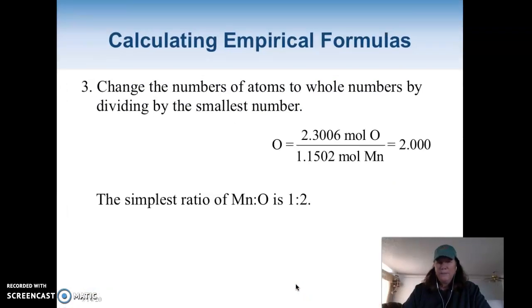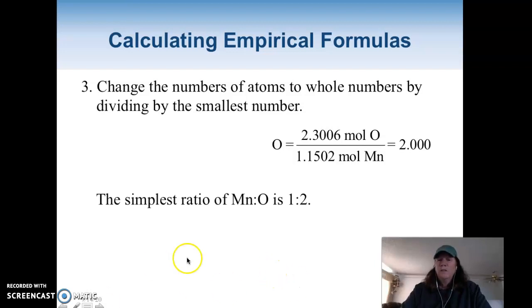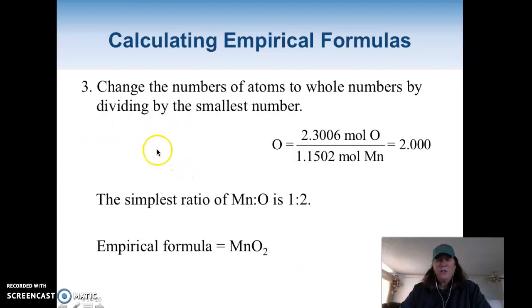So let's see. Oh, they didn't even do the manganese. Obviously, for the manganese, if you take 1.15 and divide by 1.15, you're going to get 1. And then for the oxygen, you're going to get 2. So you get a 1 to 2 ratio. So your formula is MnO2. I wish they would have done the oxygen. Anyway, you look at your moles, put the smallest number on the bottom and divide each, and then you take those numbers and those are your subscripts.